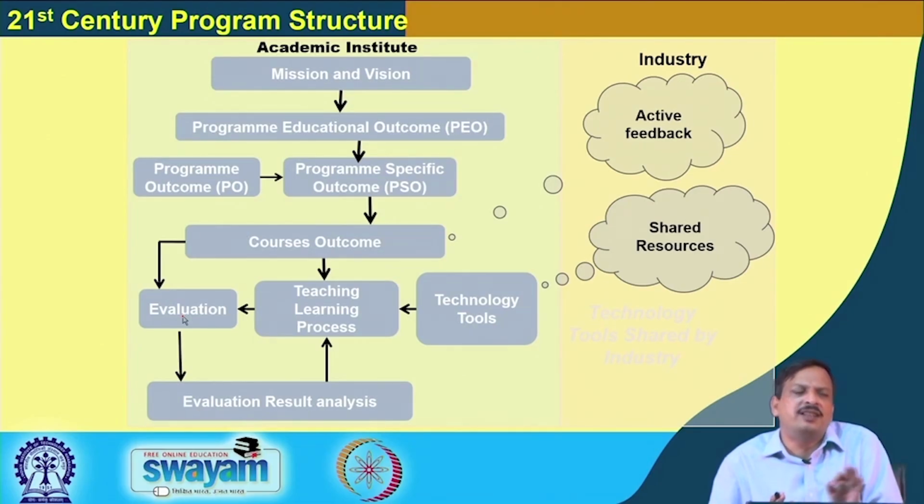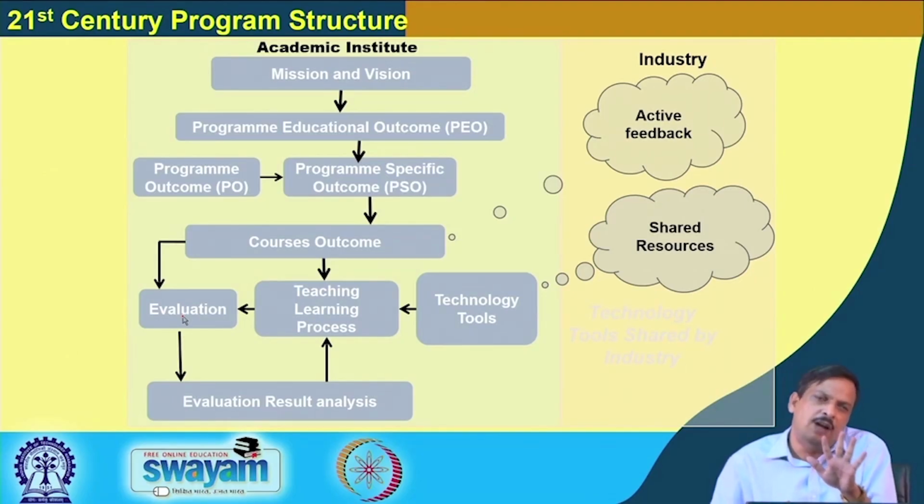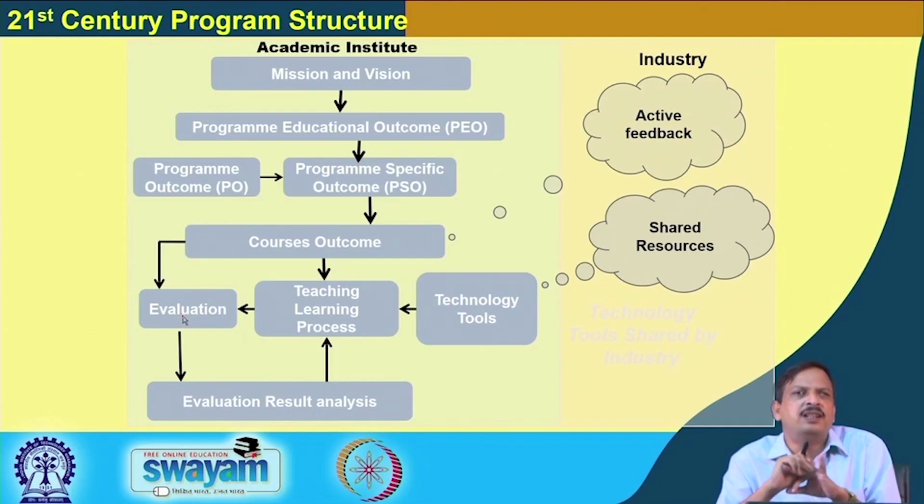How many POs are there in case of engineering education, the Washington Accord or NBA? We have 12 POs, for a 4-year or more than 4-year program after 10 plus 2. Out of these 12 POs, the first ones are solving ability, analyzing ability, design ability, testing ability, synthesis ability, all of which are domain dependent abilities.